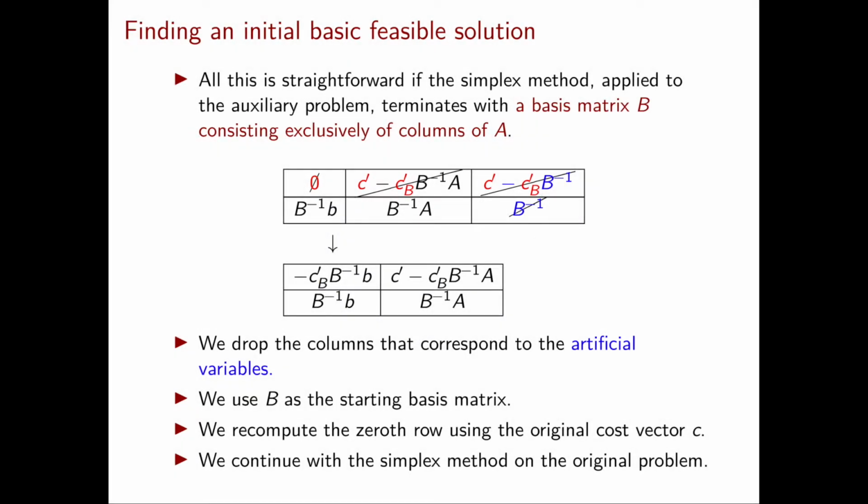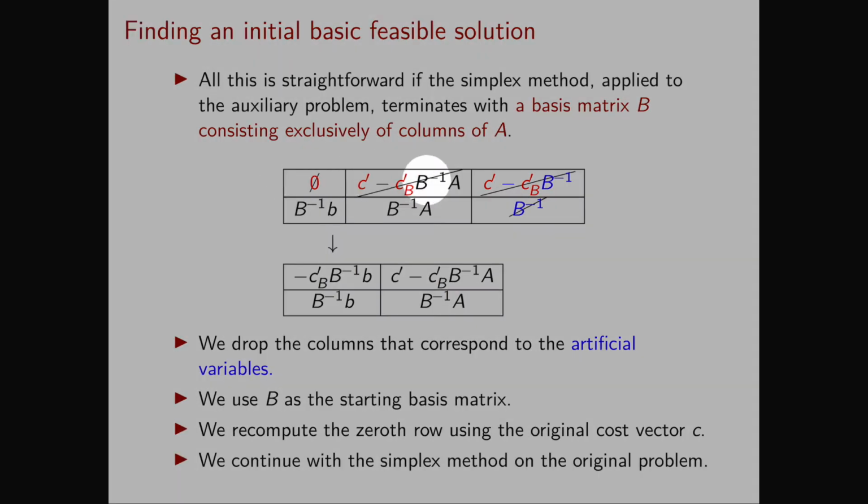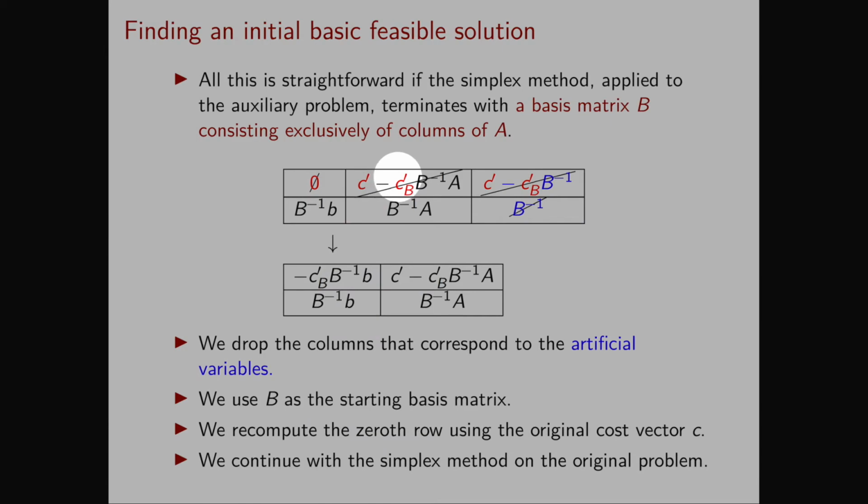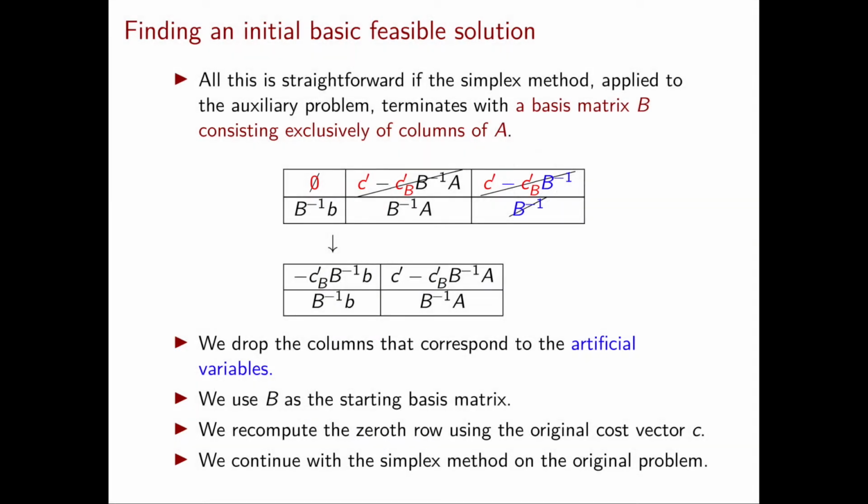Since the basis matrix B only contains columns of A, I can simply drop the columns corresponding to the artificial variables and use B as a starting basis matrix. The only other thing that we need to do is to replace the 0th row, and this is because the objective function changes from the auxiliary problem to the original problem. So we only need to recompute the 0th row using the original cost vector c. In these tables, I use the red c to indicate the costs in the auxiliary problem, while I use a black c to indicate the original costs.